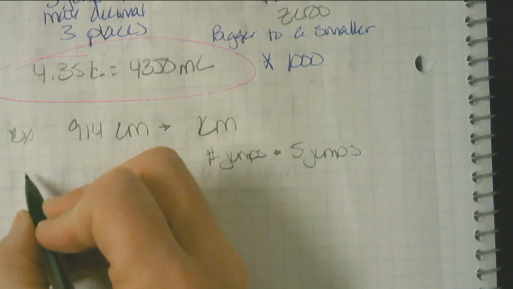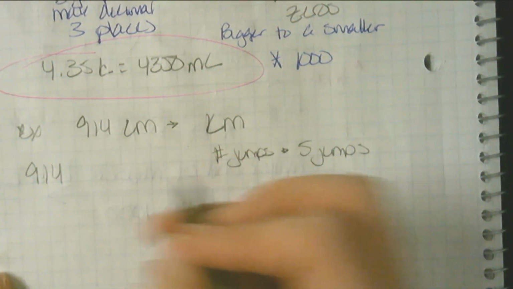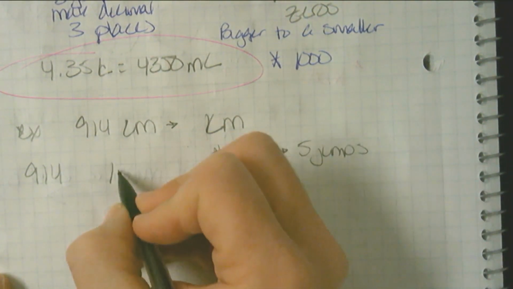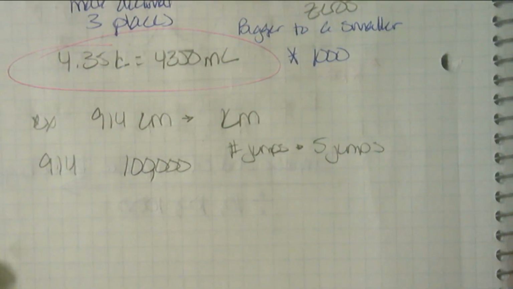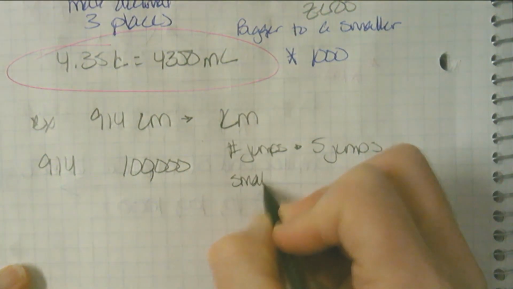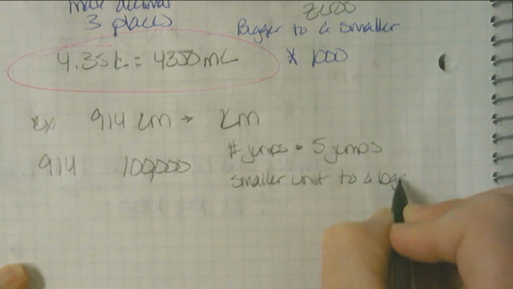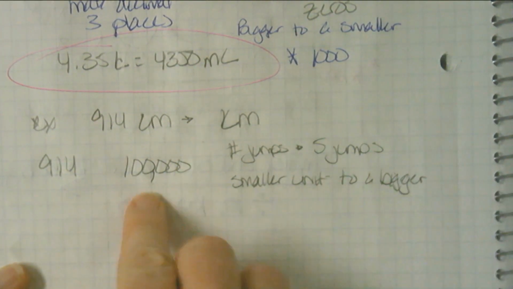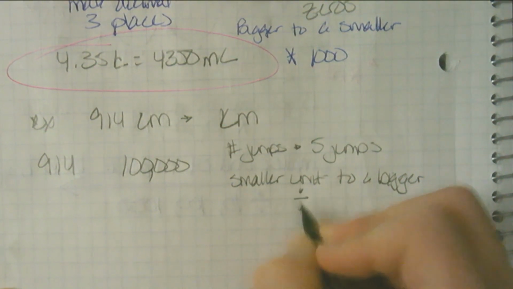So what that means is I have 914. I'm either going to multiply or divide it by 1 with 5 zeros on it. 1, 2, 3, 4, 5. So that's 100,000. All right, Mateo, I'm going from a smaller unit to a bigger. Am I dividing by that 100,000 or multiplying? I'm dividing. So this means we're dividing.